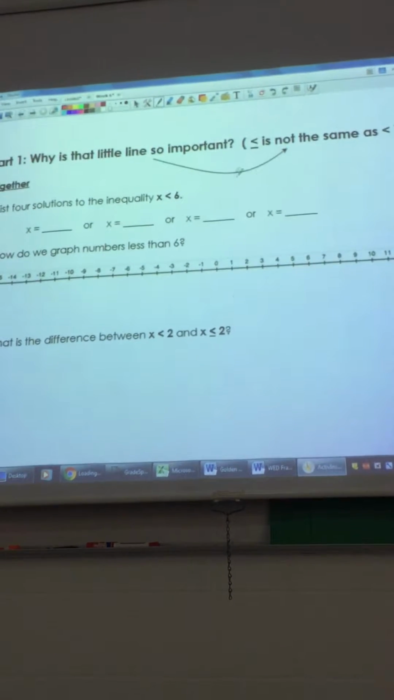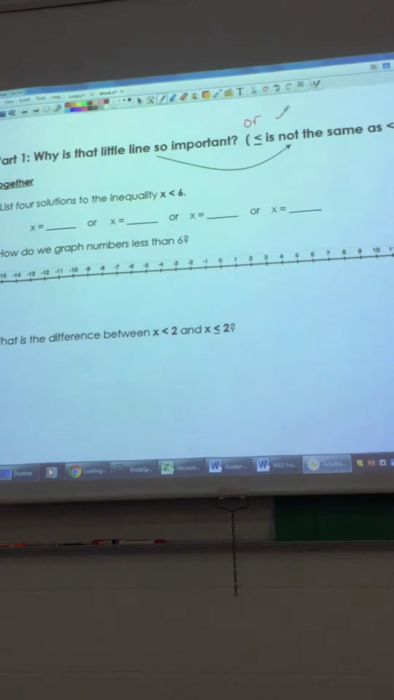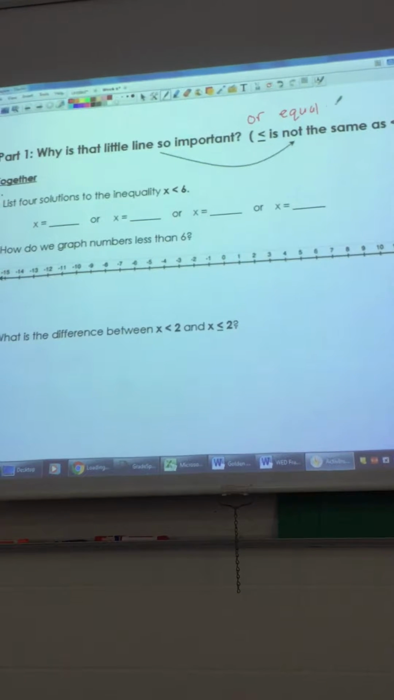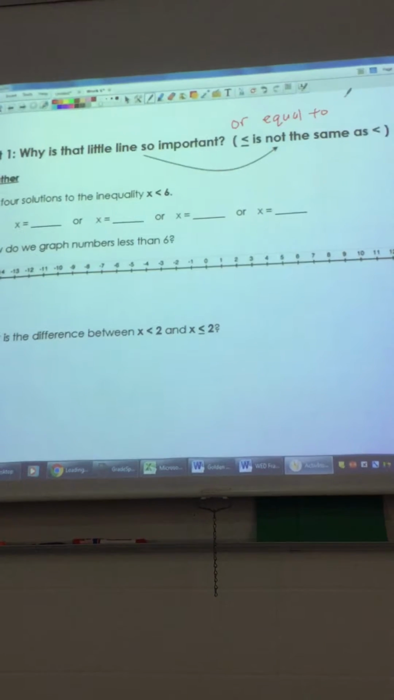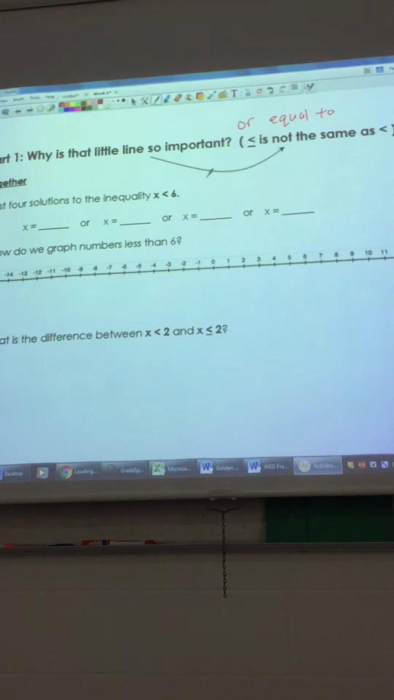All right, so that line right there means "or equal to." Or equal to. All right, so that's all that we're really going to go over right there.